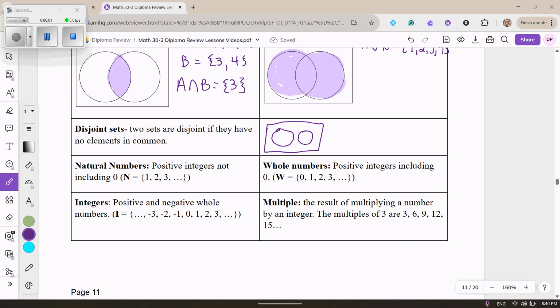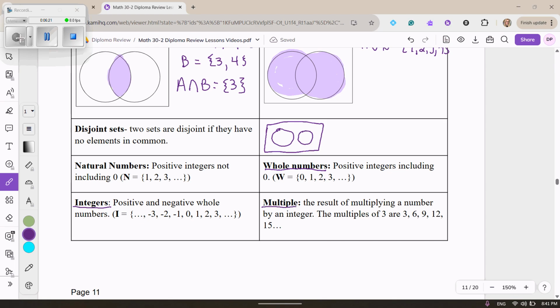If we want to include 0, we now call them whole numbers. So 0, 1, 2, 3. No negative numbers. If we want negative numbers, now we call them integers. So integers are positive and negative whole numbers. We also have something called a multiple.